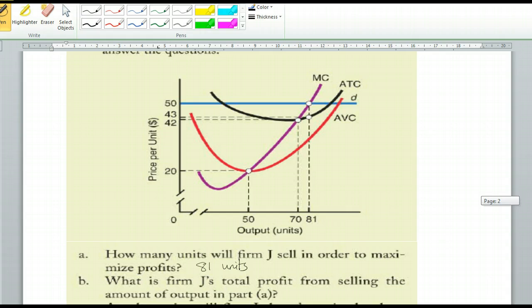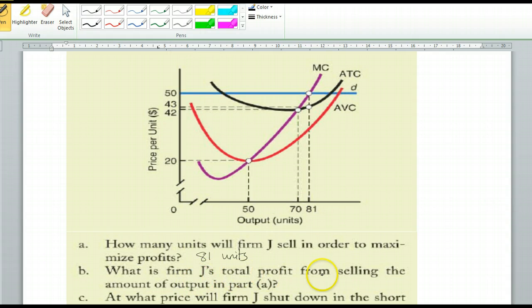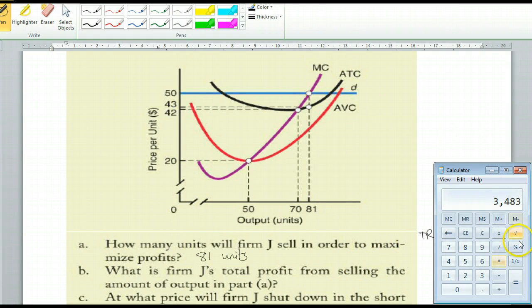Part B asks us what is firm J's total profit from selling the amount of output in part A. So to figure that out, we need to find the total revenue earned by this firm, and total revenue is going to be $50 per unit times 81 units sold, and if you use a calculator, 81 times 50 gives us $4,050.